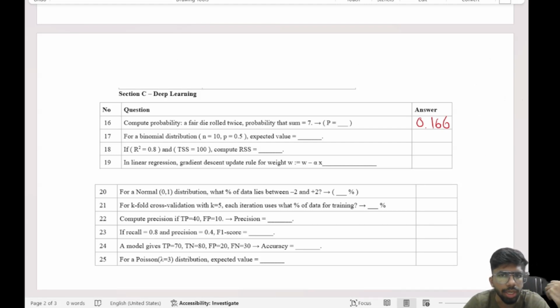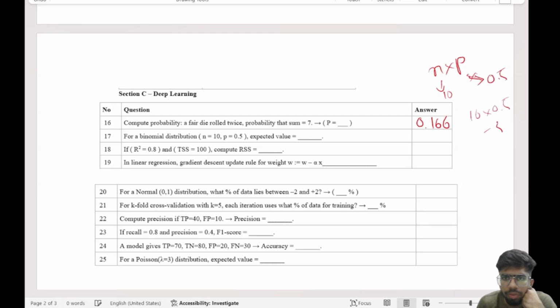For a binomial distribution with n equal to 10 and p equal to 0.5, find the expected value. The formula for the mean in a binomial distribution is n into p. We are given both n and p: n is 10 and p is 0.5. 10 into 0.5 gives us 5. So the average is 5. You expect 5 successes in 10 trials.